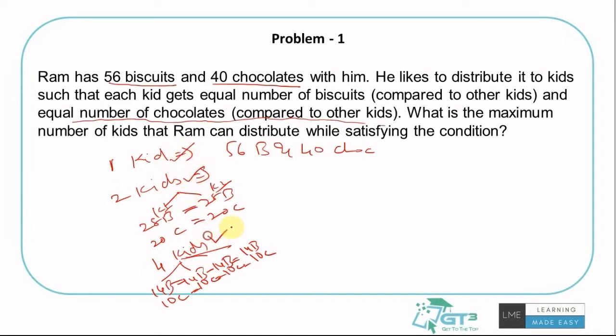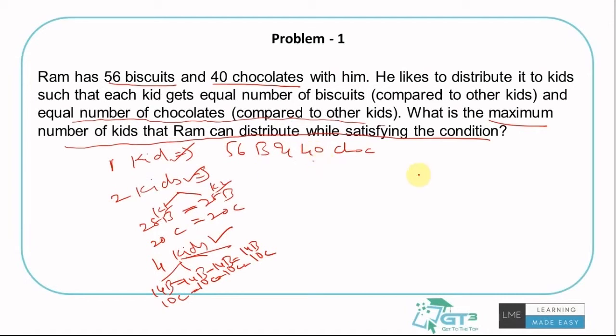This is looking like a correct answer. So clearly look at the question. It says, what is the maximum number of kids that Ram can distribute while satisfying the condition? So that's where basically all of these are factors. One is a common factor for both. 2 is also a common factor which can divide 56 and 40. 4 also can divide 56 and 40.